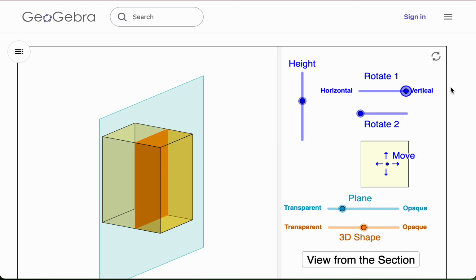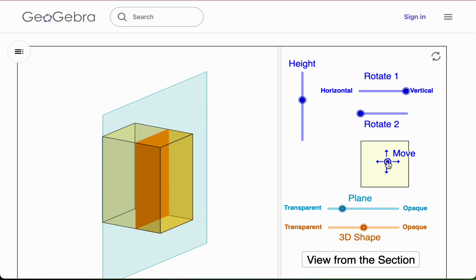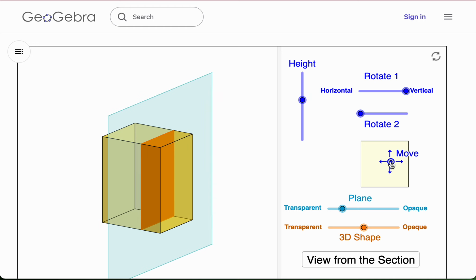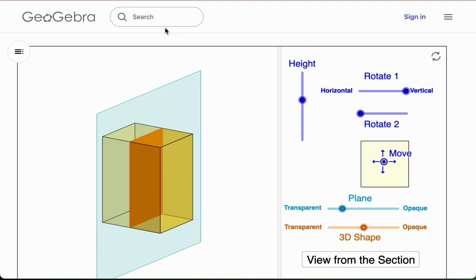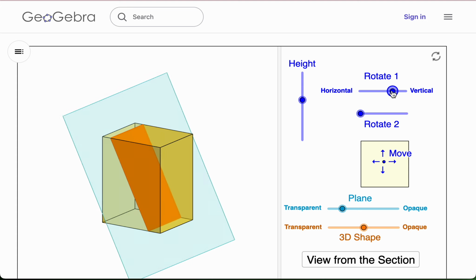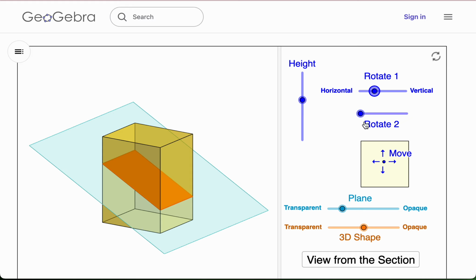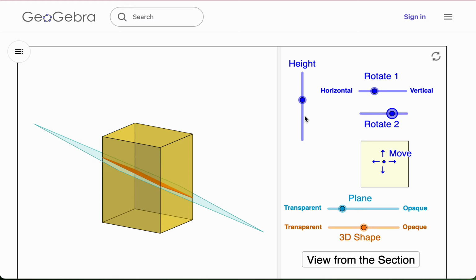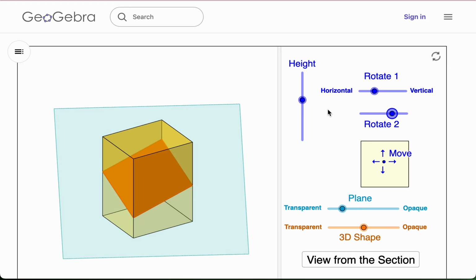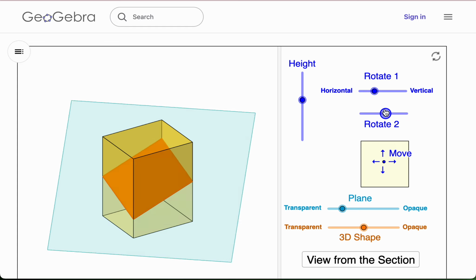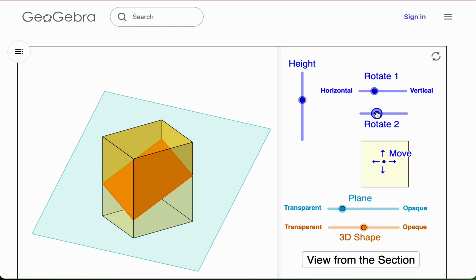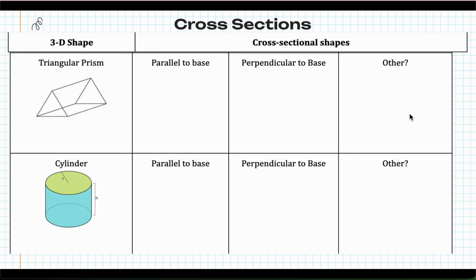Now if we make it fully vertical and we mess around with where that cross section is, we can see that we always get a rectangle, which is correct. Now if we mess around with this just a little bit, we can kind of see maybe this would be like a little parallelogram situation, but I think we're good to go with our rectangles here.